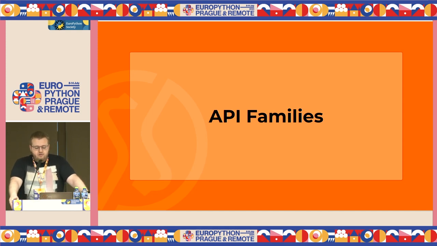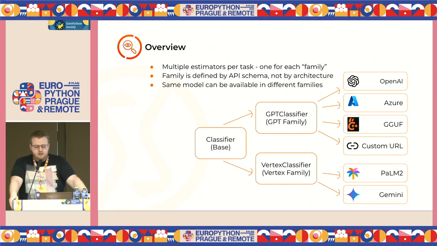Now I would like to switch the topic a little bit and talk about different API families. As you probably noticed so far, we always used GPT, ChatGPT, for all of the examples. However, it's not the only model that is supported by Scikit-LLM. In Scikit-LLM, all estimators are split into multiple API families, where the family is mostly defined by the schema of the underlying API. So there are family-specific variants of different estimators.